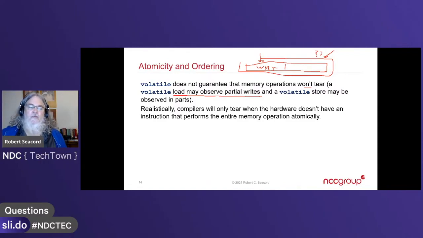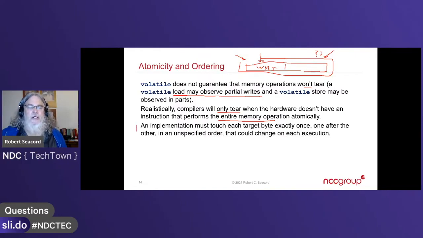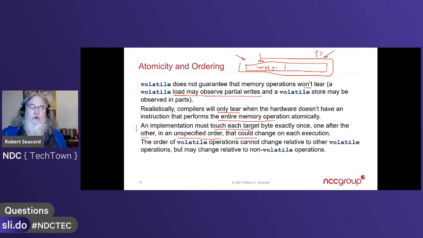So realistically, the only reads and writes that will tear is when the hardware doesn't have an instruction that will perform the entire memory operation atomically. So if you have a type like sig_atomic_t, that's guaranteed to be readable and writable atomically. But for larger types, like the previous example of our 64-bit object on a 32-bit architecture, there might not be an instruction that can read and write the entire object at one time. So an implementation is required to touch each target byte once, one after the other in an unspecified order. And that order could change on each execution. The order of volatile operations cannot change relative to other volatile operations, but it can be reordered relative to non-volatile operations.